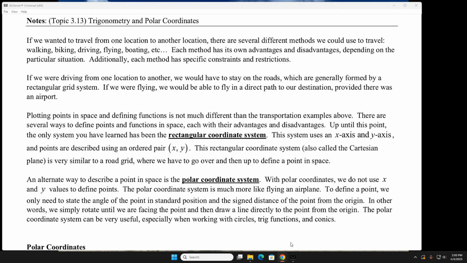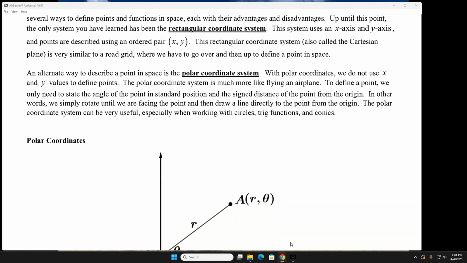Plotting points in space and defining functions is not much different than the transportation examples above. There are several ways to define points and functions in space, each with their advantages and disadvantages. Up until this point, the only system you have learned has been the rectangular coordinate system. This system uses an x-axis and a y-axis, and the points are described using an ordered pair (x, y).